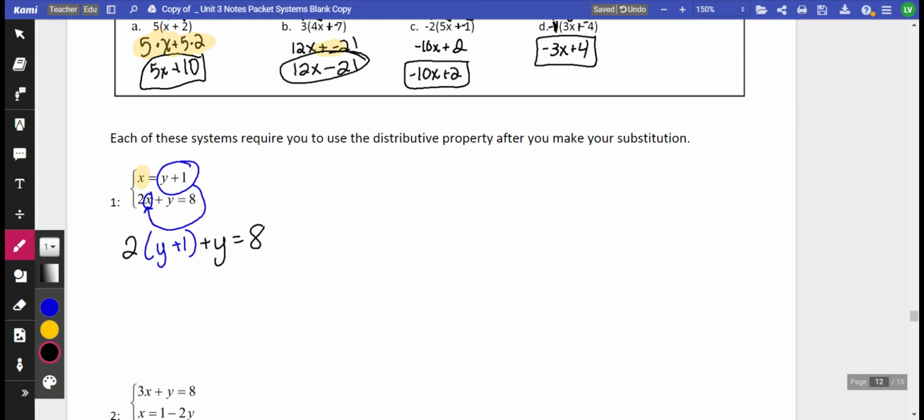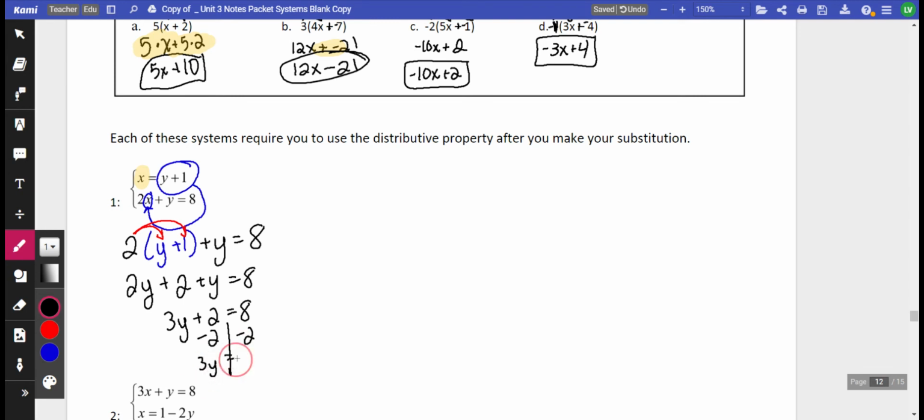From here, I now need to distribute my 2 to the y and 2 to the 1, which is what we were just reviewing. So this becomes 2y plus 2 times 1 is 2. Then I bring down the plus y equals 8. And I'm going to combine my like terms. 2y plus y becomes 3y plus 2 equals 8. I'm going to extend my equal sign. I'm going to subtract 2 from both sides. 3y equals 6. Divide both sides by 3. My answer becomes y equals 2.